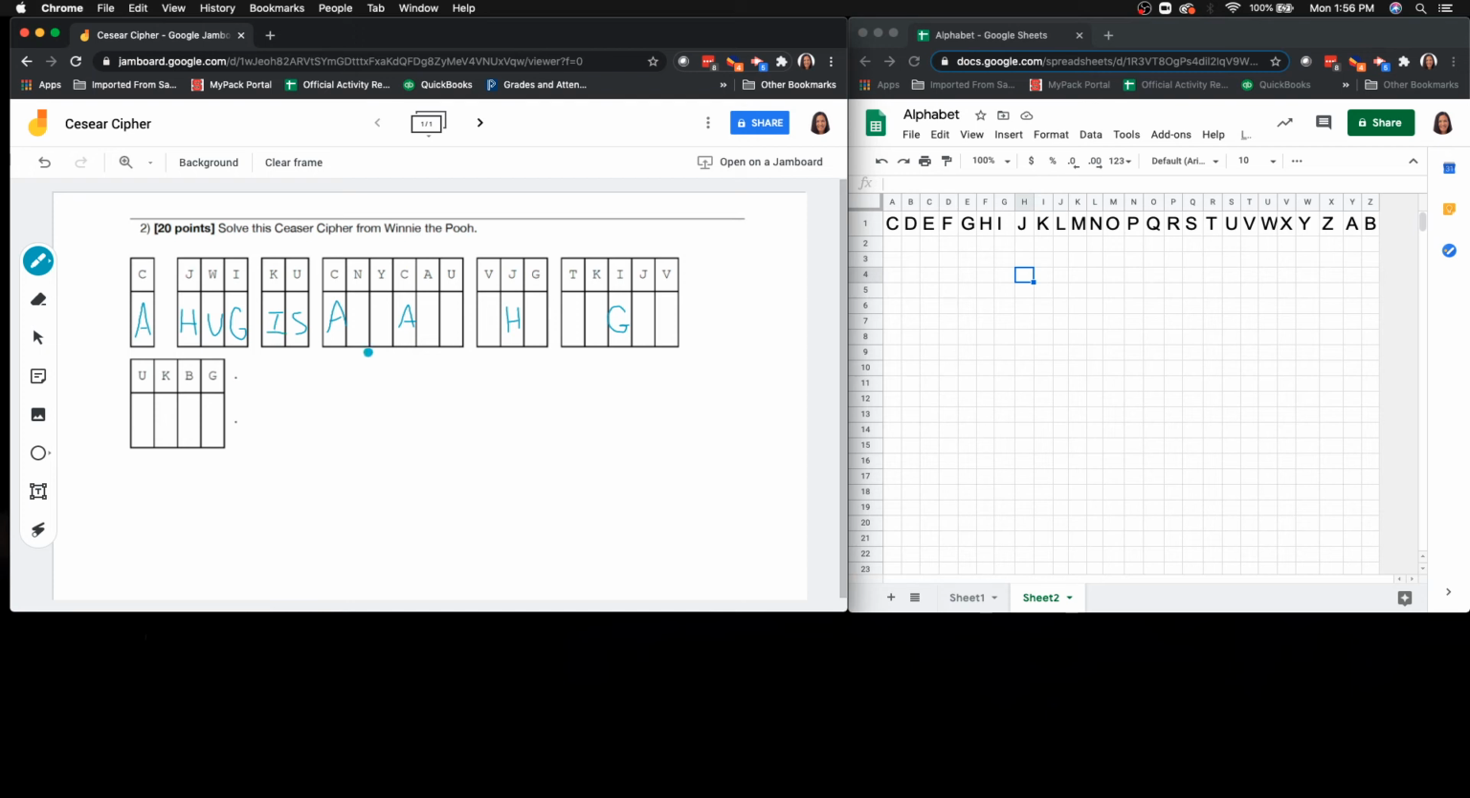K is an I. U is an S. Okay, and you don't have to decode like this, but it's usually a little bit faster. So an N, let's come over here. N is an L. Do any other N's? Nope. Okay, Y is a W.